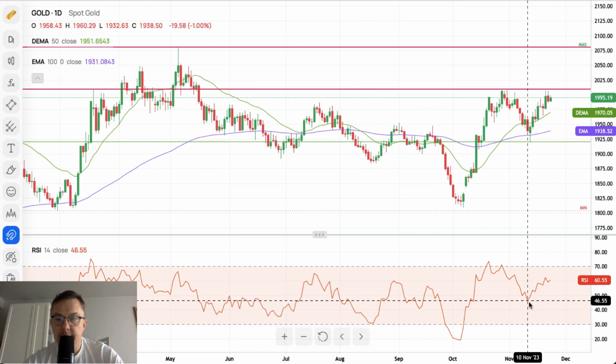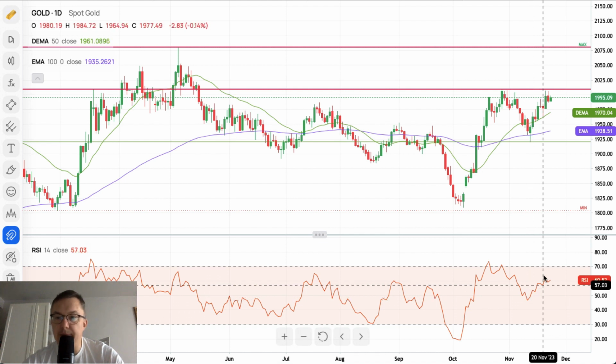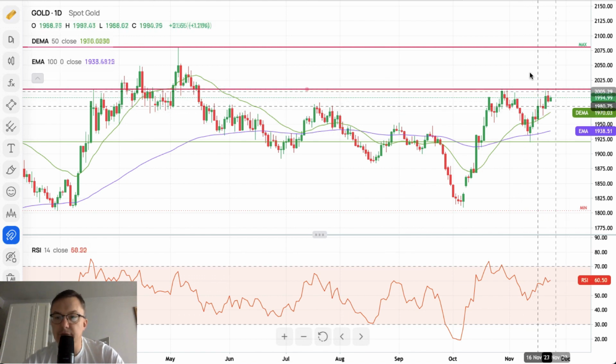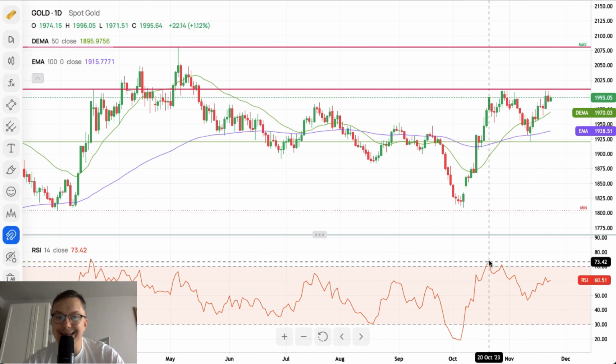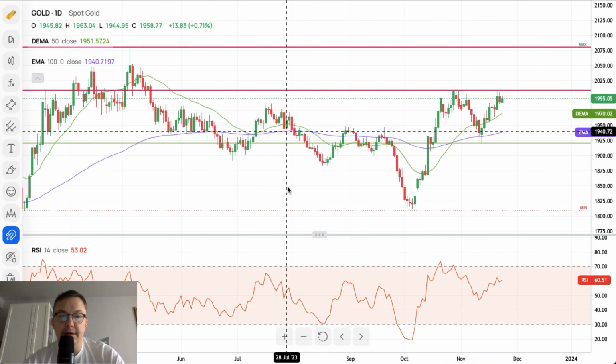Did it? Yes, 46 was the minimum, and then bounce back up again. So now the momentum is at the level of 60. It's strong, it's positive, and there is still plenty of room to the upside before we will hit again the extremely overbought market conditions.